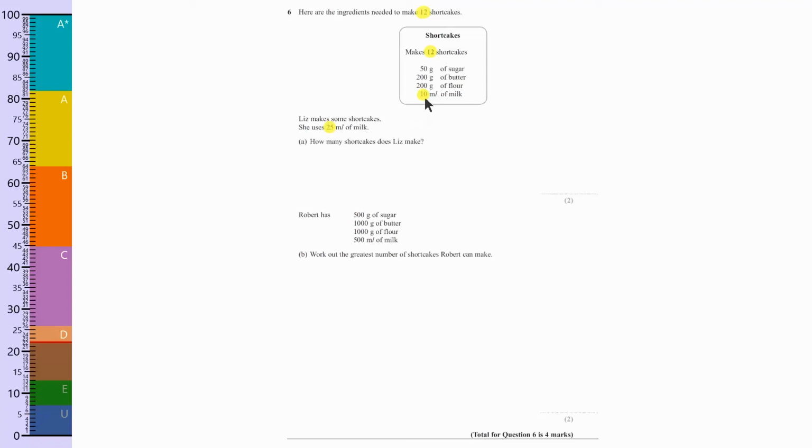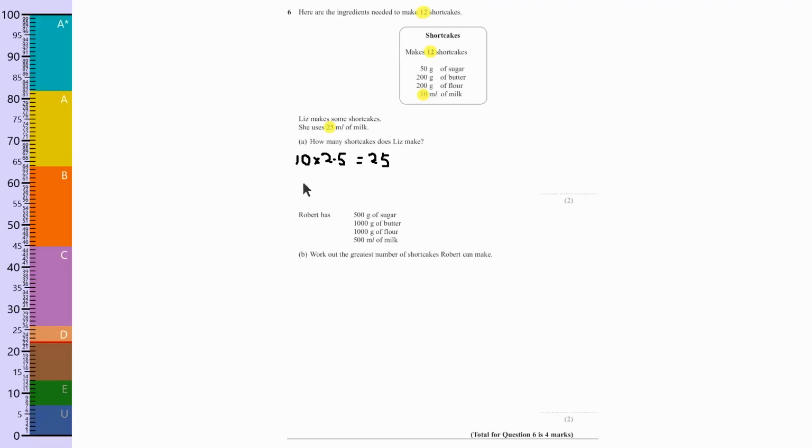So what I've got to do is work out how to get from 10 to 25. Let's draw this. At the moment it is 10, and she uses 25 mils of milk. So I've got to work out what I times 10 by to get to 25. If I times 10 by 2, I'll get 20. If I times 10 by 3, I'll get 30. So I'll need a number halfway between 2 and 3, which is 2.5. So 2.5 is the number I times 10 by to get to 25.